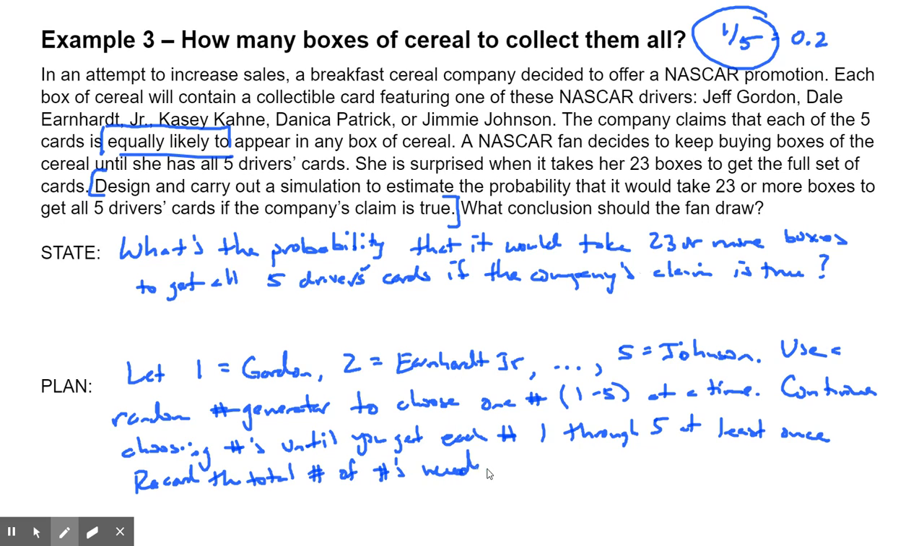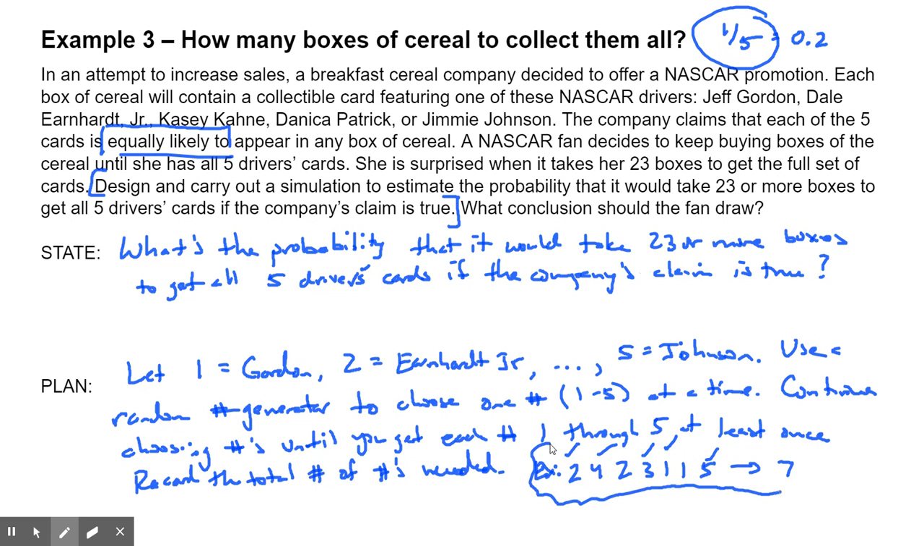So that's kind of confusing. I'll do an example. Say, for instance, you get a 2, then a 4, then a 2, then a 3, then a 1, then a 1, then a 5. Stop. At this point, I have at least every number once. So this sample would be 1, 2, 3, 4, 5, 6, 7. That would be a sample of 7. That means it took me only 7 boxes to get the numbers 1 through 5 at least once. So this is my example of what a sample would be.